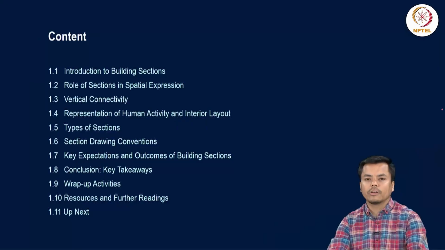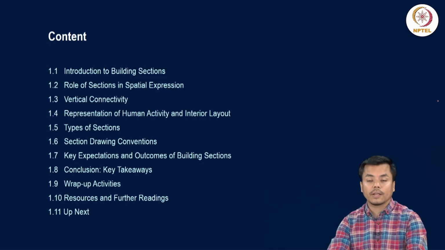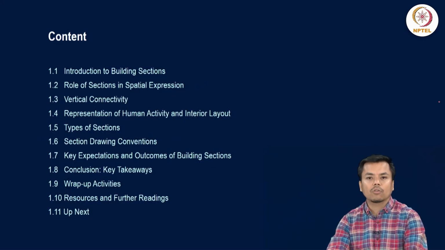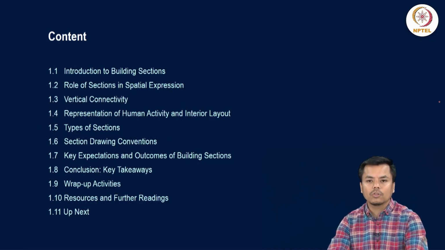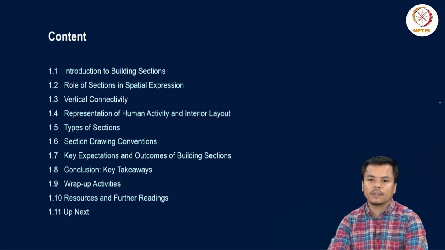So this is the content for the presentation. We'll start with the recap of what was covered in the previous presentation, then we'll focus on the introduction to the building section, role of section in spatial expression, vertical connectivity, that the section showcases, representation of human activity and interior layout, types of section and section drawing conventions generally followed in architectural drawings, key expectations and outcomes from building section, thereafter the conclusion, and some wrap up activities along with some resources that you can refer for further readings, and a brief introduction to what will be covered in our next presentation.